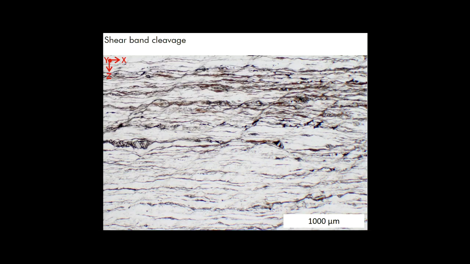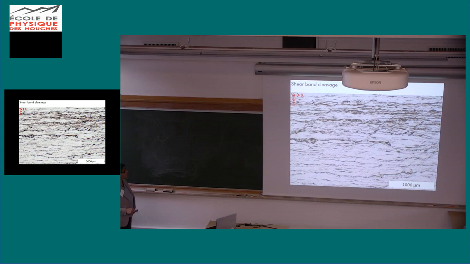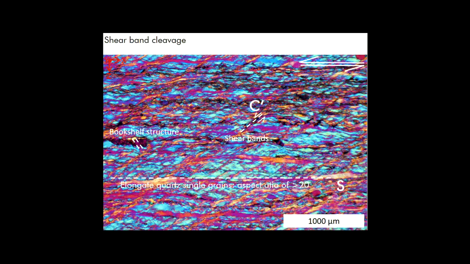So what do the microstructures look like? We have here a thin section where we see this foliation. Then we have our shear band cleavage, and we see other microstructures like bookshelf structures. So this is a garnet, strongly fractured and smeared away. And then we have these shear bands, and all point to a sinistral sense of shear. So consistent shear sense indicators.